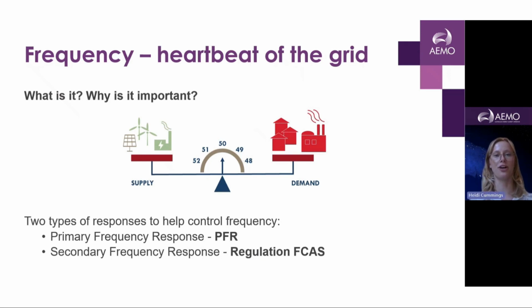During normal operation of the NEM, units can provide two types of response to help control frequency. The first is primary frequency response, or PFR. This is an automatic, immediate response to frequency deviations that units provide to stabilize the frequency within seconds of any disturbance. Secondary frequency control refers to the regulation FCAS, a slower, more sustained response that involves automatic generation control, or AGC. Through AGC, AEMO can adjust the output of selected units to correct frequency deviations within minutes.